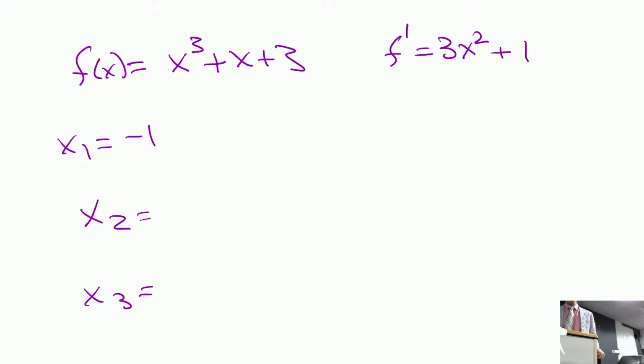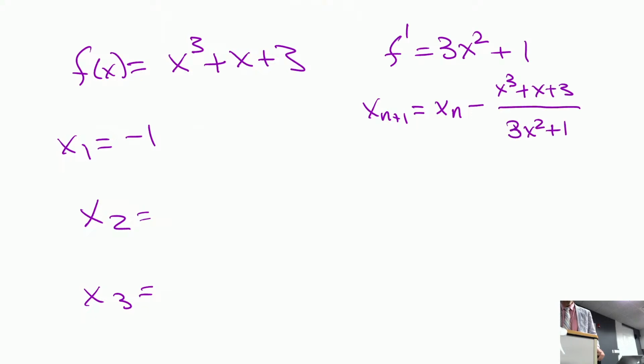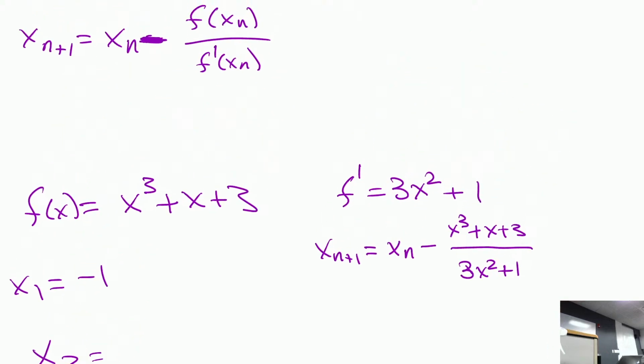Oh, did you say 3x squared plus 1? Oh, yeah. Okay, sorry. I knew you were thinking it, and so I wrote it down as such. Then I realized that's not quite what I heard. So there it is, the derivative. Then x sub n plus 1, the next approximation, is the old approximation minus x cubed plus x plus 3 over 3x squared plus 1. So to get x2, I'm just going to plug x1 into this.